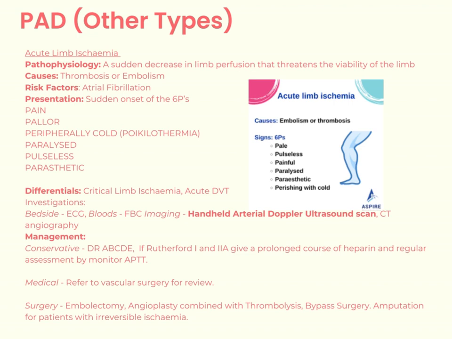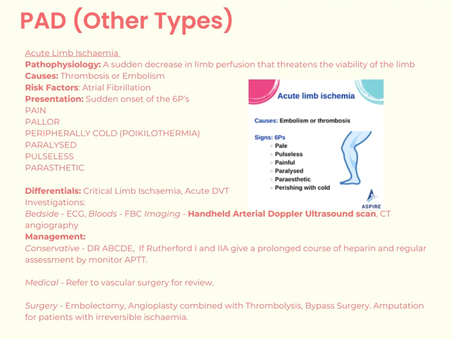And the first line and gold standard investigation is the handheld arterial Doppler ultrasound scan, and that'll help us to diagnose acute limb ischemia. And in terms of management, we want to give medications such as heparin. We're essentially trying to reduce the risk of blood clots, to reduce the risk of thrombosis and embolism. So, medications such as heparin will be greatly helpful. Surgery such as embolectomy to remove the clots, angioplasty combined with thrombolysis to break down the clots, bypass surgery.